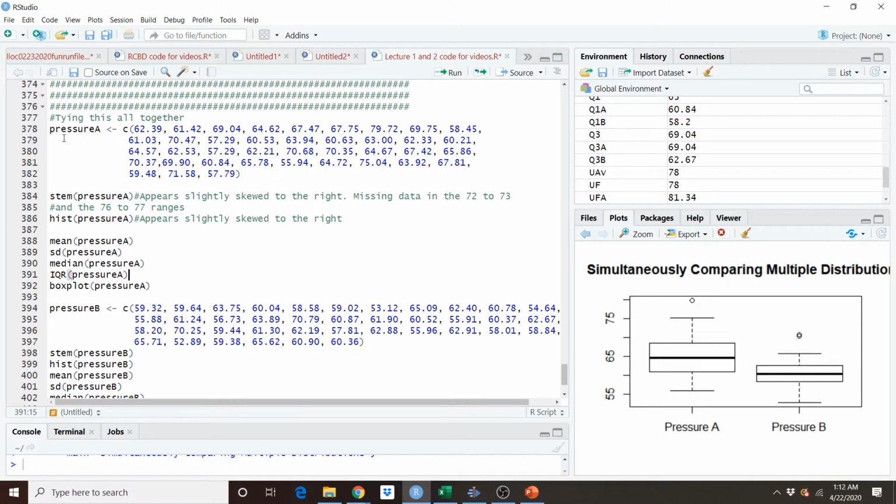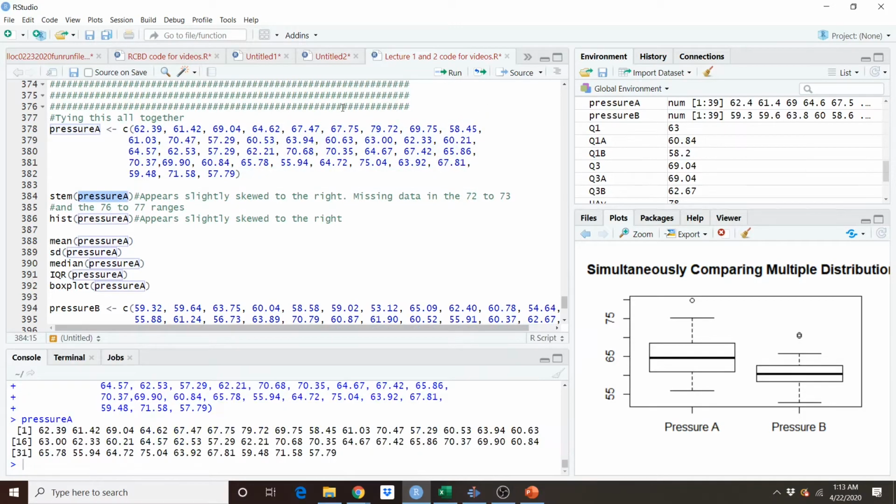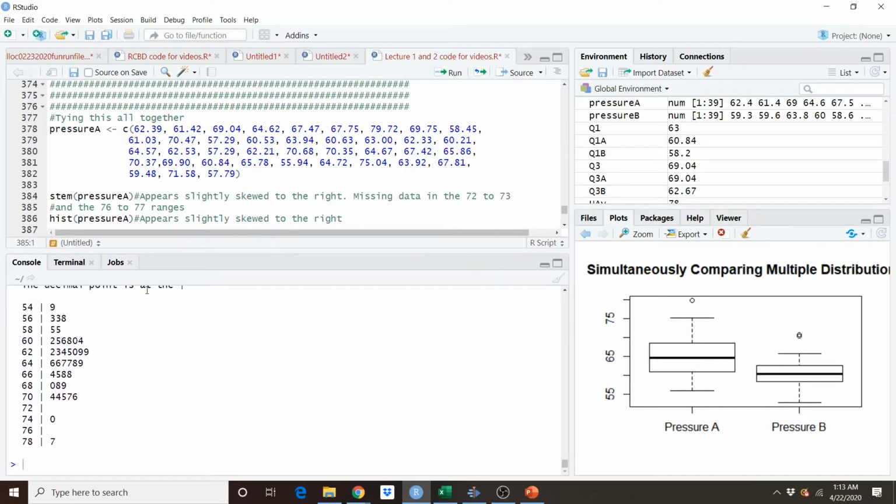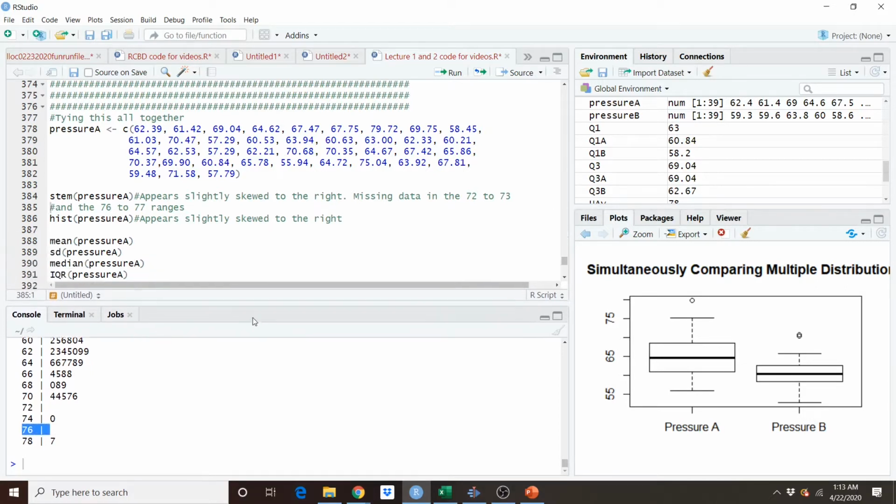I've got data I'm going to call pressure A. Let's assume this is some measurement of pressure that we have. I'm going to run our data. Just to make sure it's run, I'm going to highlight pressure A, and we can see that it's run. We've done a stem and leaf plot on this before, and what we saw was that this looks to be skewed to the right, and it's got missing data in the 72 to 73 and 76 to 77 range. So we've discussed our shape, and we've discussed unusual features.